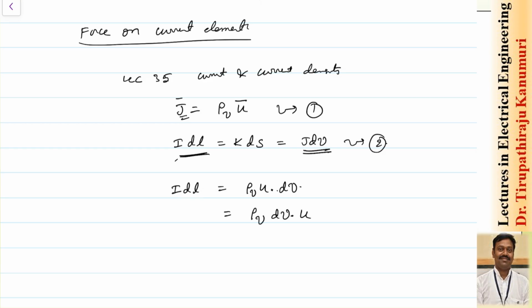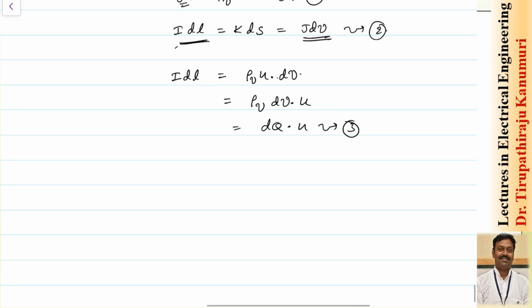So rho v dV will be nothing but the charge only. So it is a differential charge because you are taking differential volume. So dQ dot u. Let us take this as equation number 9. And we know the differential force that is exerted, we have seen in our previous section. So this will be equal to dQ into u cross B. This is what we have seen.